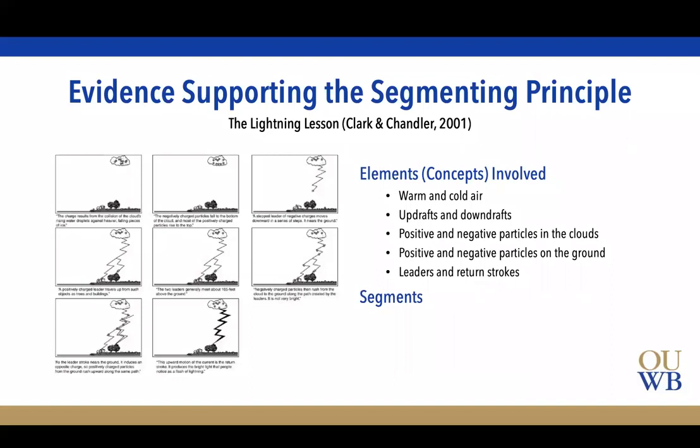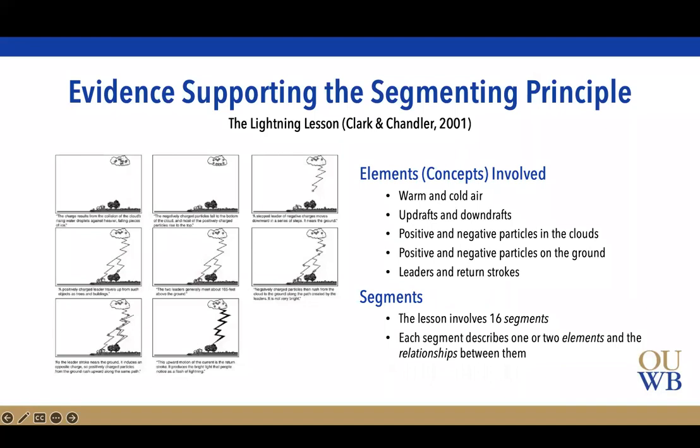So warm and cold air drafts, updrafts and downdrafts, positive and negative particles in the clouds, on the ground, leaders and return strokes. And you could actually break this down even further, because positive and negative could be separate. And then the segments, really what ended up happening is they found that there were 16 different segments. And those segments apply again to the individual concepts, but also the relationships between them. Sort of what I just stated there. So it's a good example.